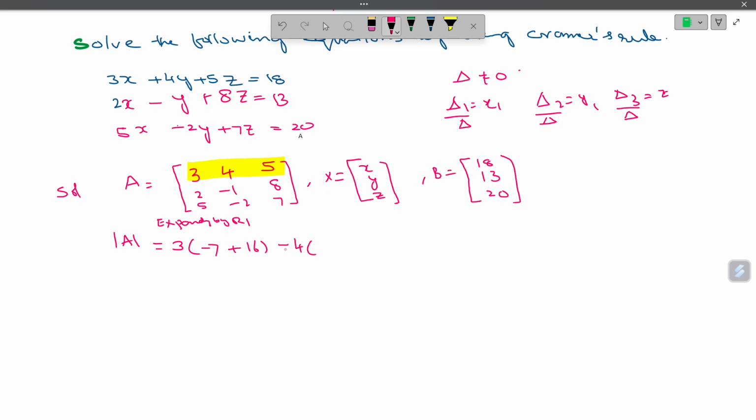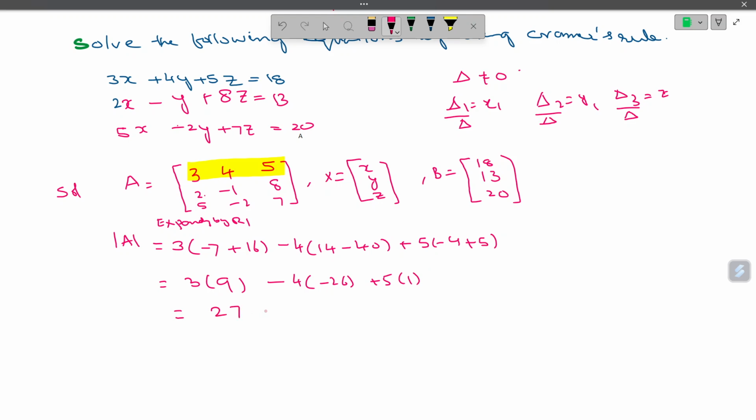For the second element you have to take minus 4. Then 2 times 7 is 14, minus 5 times 8 which is 40. Plus 5 times, with this row and this column left, 2 times 2 is 4, minus 5 times 1 is minus 5. Formula minus, so it becomes plus. So 3 times minus 7 plus 9 is 9, 4 times minus 26, and 5 times minus 4 plus 1 is 1.